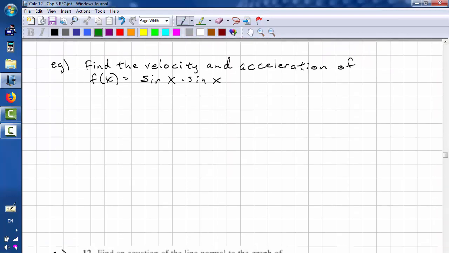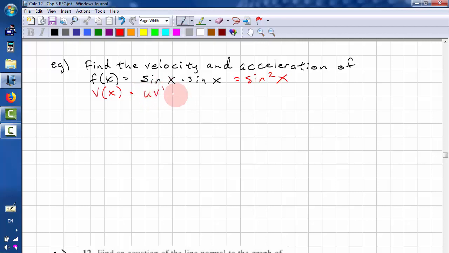Let's look at an example. Find the velocity and acceleration of f of x equals sine x times sine x. V of x equals, this is a product. You can use the power rule if you wanted to do sine squared x, but you don't have enough rules to be able to do this yet. We're going to do this with the product rule.